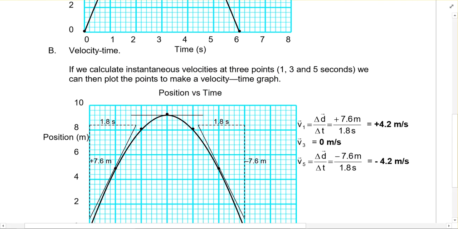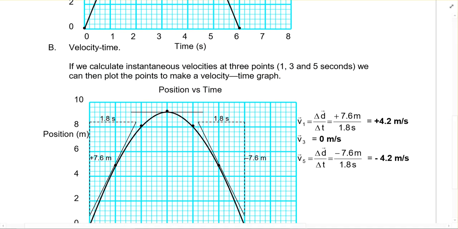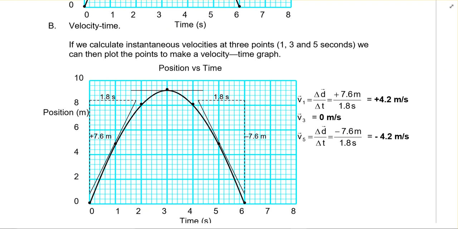Velocity time graph. Well, for the velocity time graph, we need to figure out the instantaneous velocity at a few points. So if we look at this point first, we can do what we did in the last example. This line should probably be touching that curve a bit better than it is. But if you do that, I have the calculation for that one right here. You end up getting 4.2 meters per second.